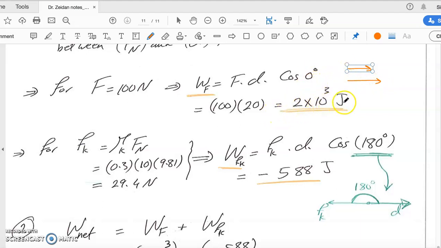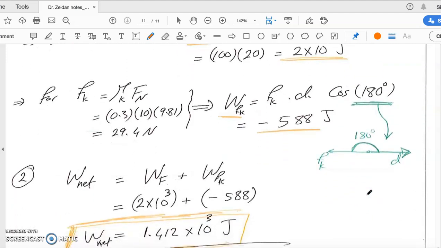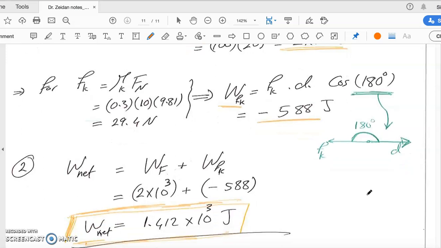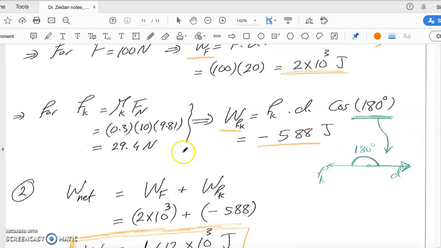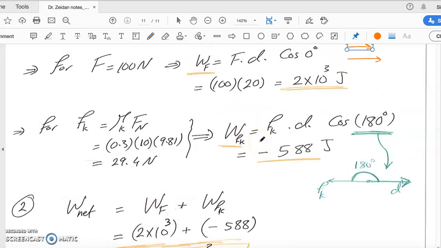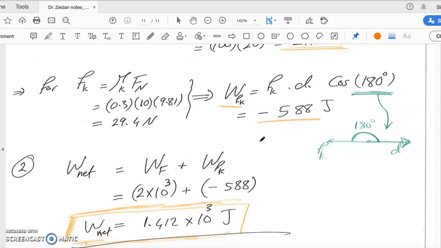So this is the work in joules, and then also the work due to the friction: this is the D, this is the friction, the angle between them is 180, and this is negative, so the work due to the friction is negative. So what is the net work on the object? It is this work plus this work. All right, guys? So I am done with this example. So the net work is due to two forces, the applied force and the friction force.